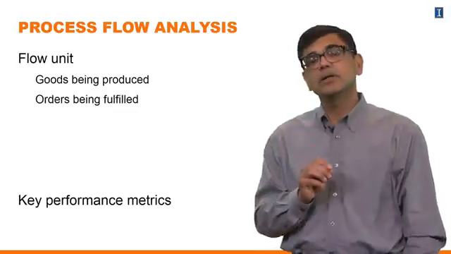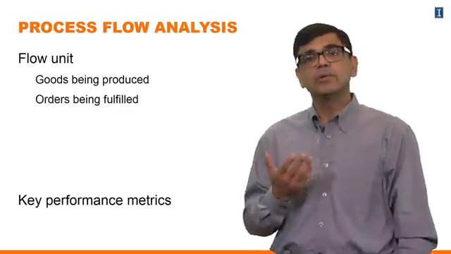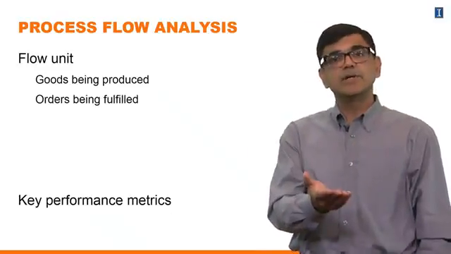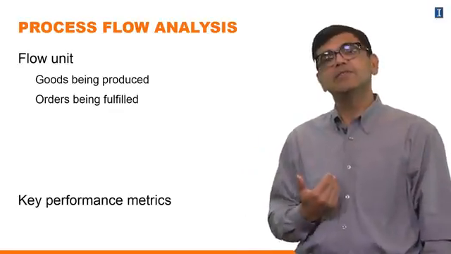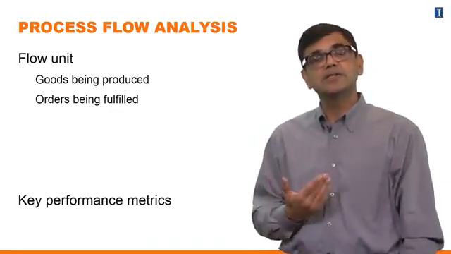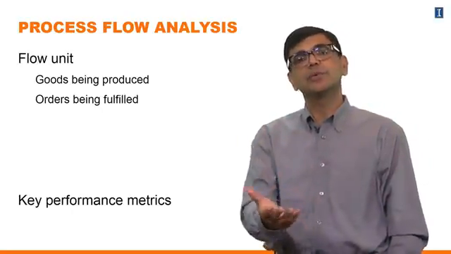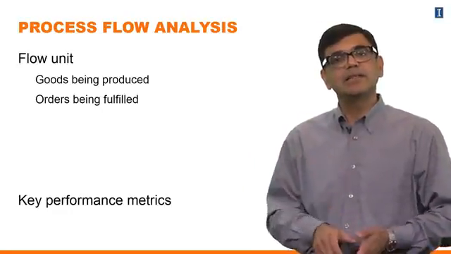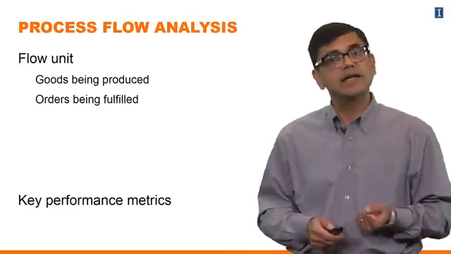When you're thinking about orders being fulfilled, the flow unit is simply an order. It's an order that you as a customer send to a company. Let's say you're getting something online, you ordered it, and you received the product from the provider. That's your flow unit. It's the order that you placed, and it's whatever mix of products that you ordered got delivered at your doorstep.